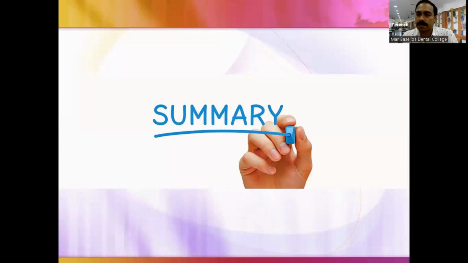And when it comes to self-applied topical fluorides, you have fluoride dentifrices, mouth rinses, and gels.